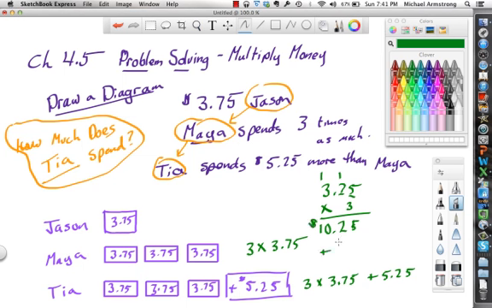Now we're going to add this 5.25 on, and we line up our decimals for adding decimals. Okay, 5.25 plus 10.25, this is actually one we can do in our head. 10 plus 5 is 15, and 25 cents plus 25 cents is 50 cents. So our answer should be $15.50.